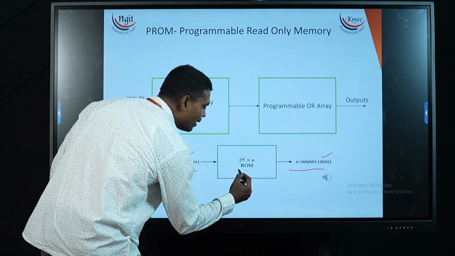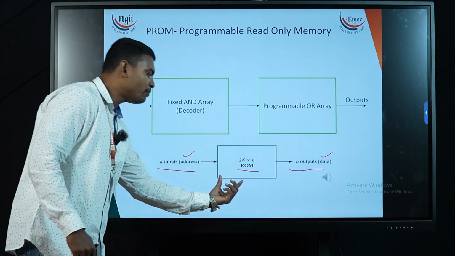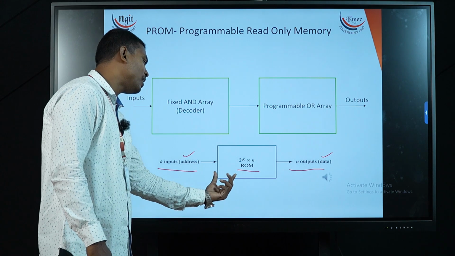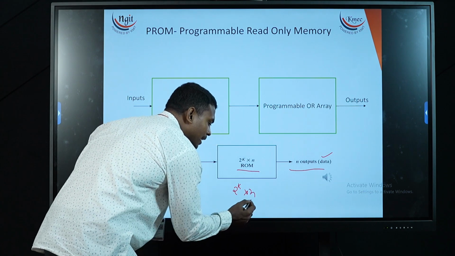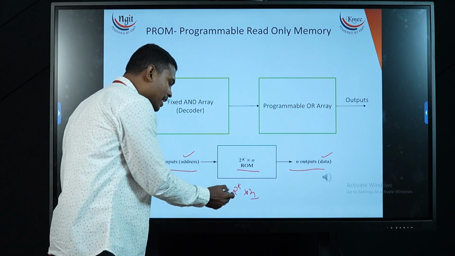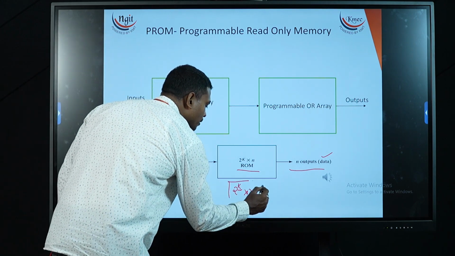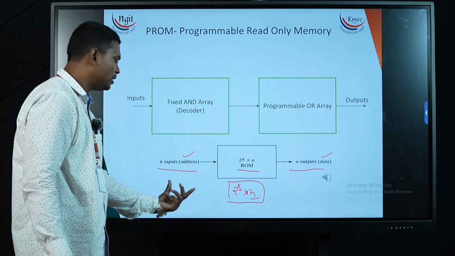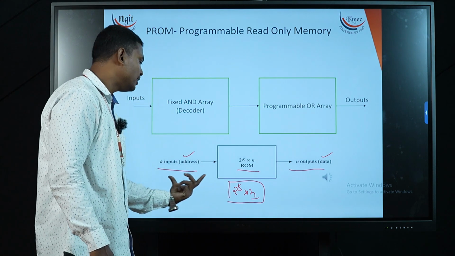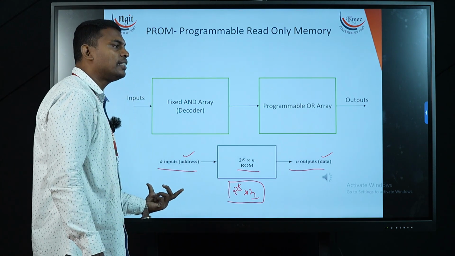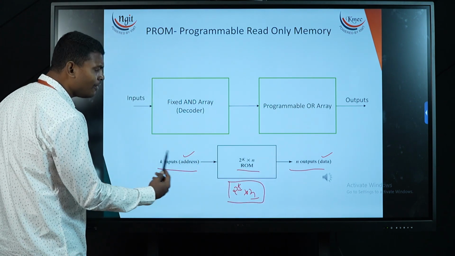The size is defined as 2 power k into n for the programmable read-only memory. Here n is the number of data lines at the output level, and k is the number of addresses at the input level. This is how the size of the PROM is defined. This is the most important diagram, as it shows the number of address lines at the input level and the number of data lines at the output level. We will see it with an example.